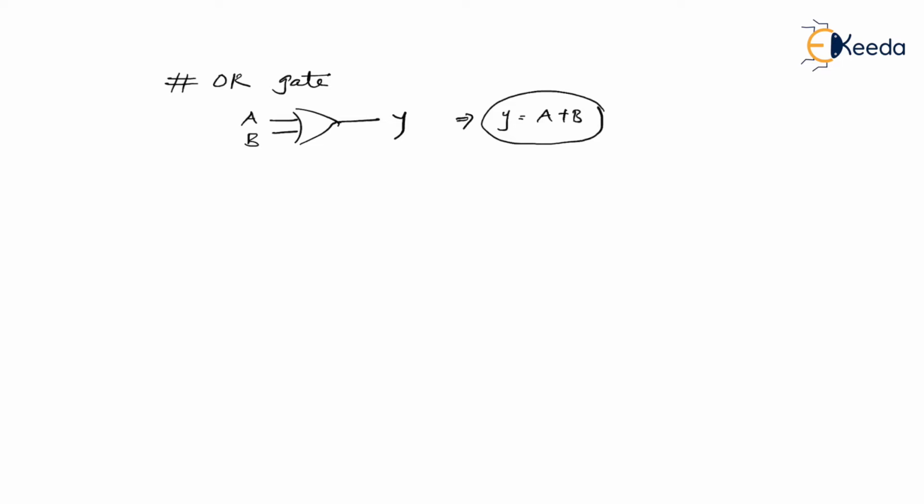Let's see. If you remember the truth table for OR gate, it goes like this. A and B are inputs. 0 0, 0 1, 1 0, 1 1 are the possible combinations, isn't it? Next, let me talk about Y. When A and B are 0 0, output is 0. For 0 1 combination, you get output as 1. For 1 0 combination, you get output as 1. And for 1 1 also, you get output as 1. Because in OR gate, what is required is that at least one input has to be set to 1, then only output is 1. Of course, if both the inputs are set to 1, output is 1 only.